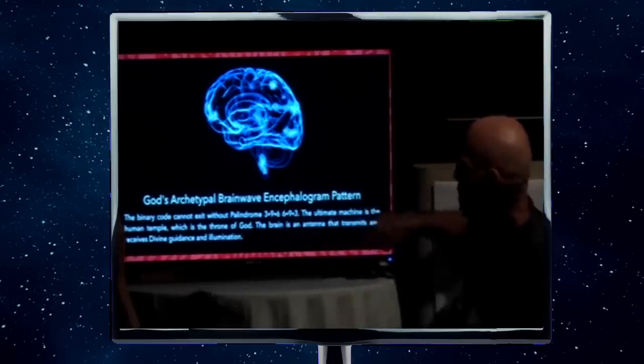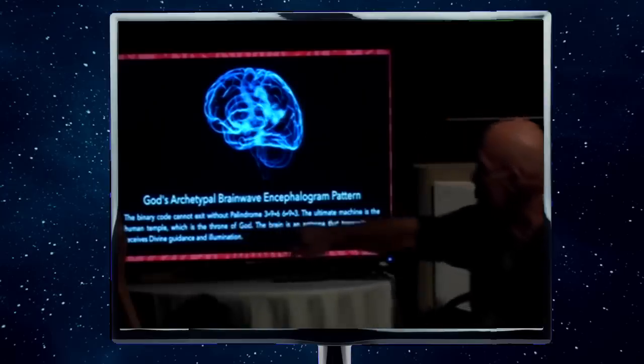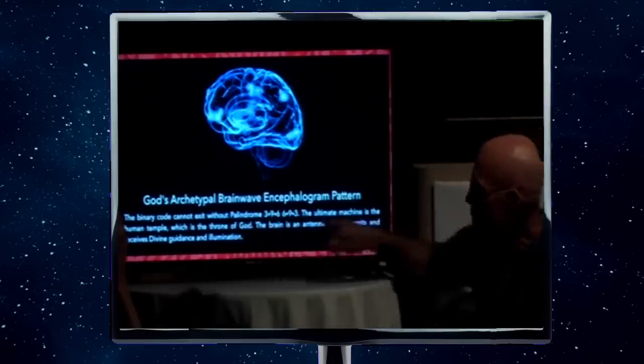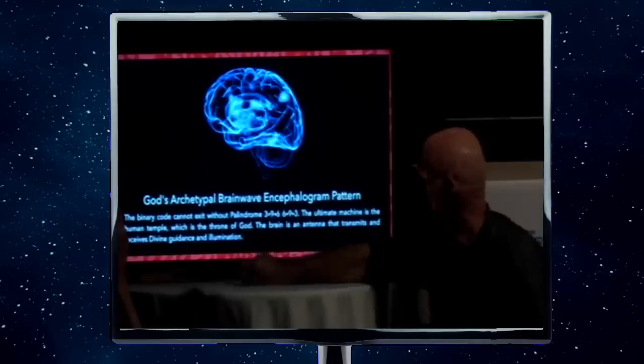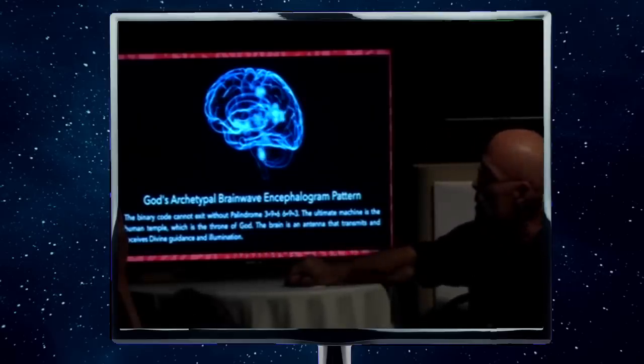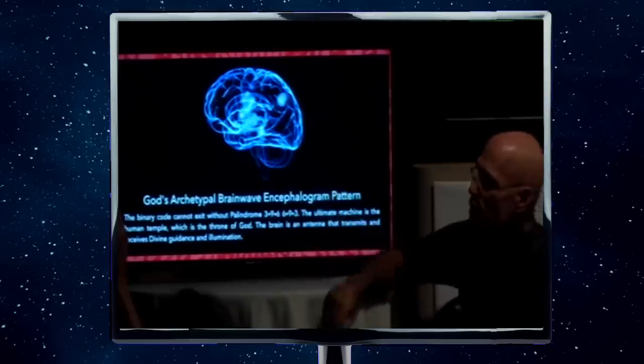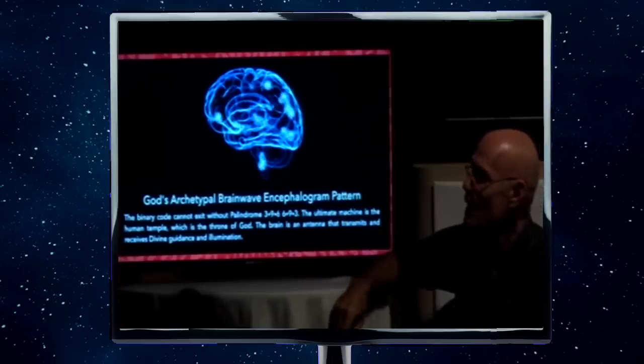Okay. The ultimate machine is the human temple, which is the throne of God. The brain is the antenna that transmits and receives divine guidance and illumination. I'm sorry I'm throwing God at you. But this is America. We get away with all that kind of stuff.